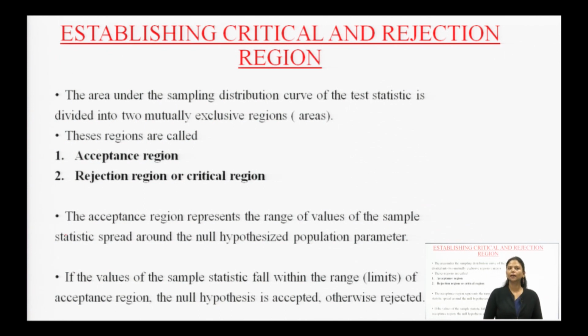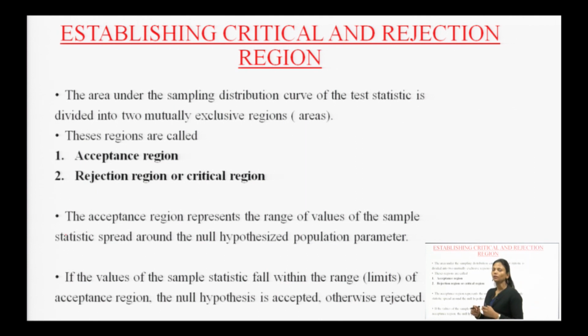The area under the sampling distribution curve of the test statistics is divided into two mutually exclusive regions. Exclusive means which cannot occur together. So, these regions are, one is the acceptance area, which I am going to accept as a researcher, and one is called the critical area or the rejection area, which I am going to reject.